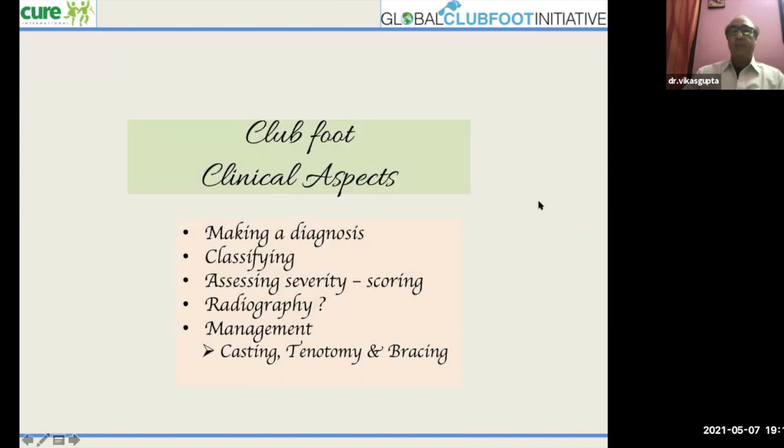Now, this was in brief the background. Okay, and I'll discuss the clinical aspects again briefly. How do you make a diagnosis? How do you classify, scoring, role of radiography, and the management, including casting, tenotomy, and the bracing.